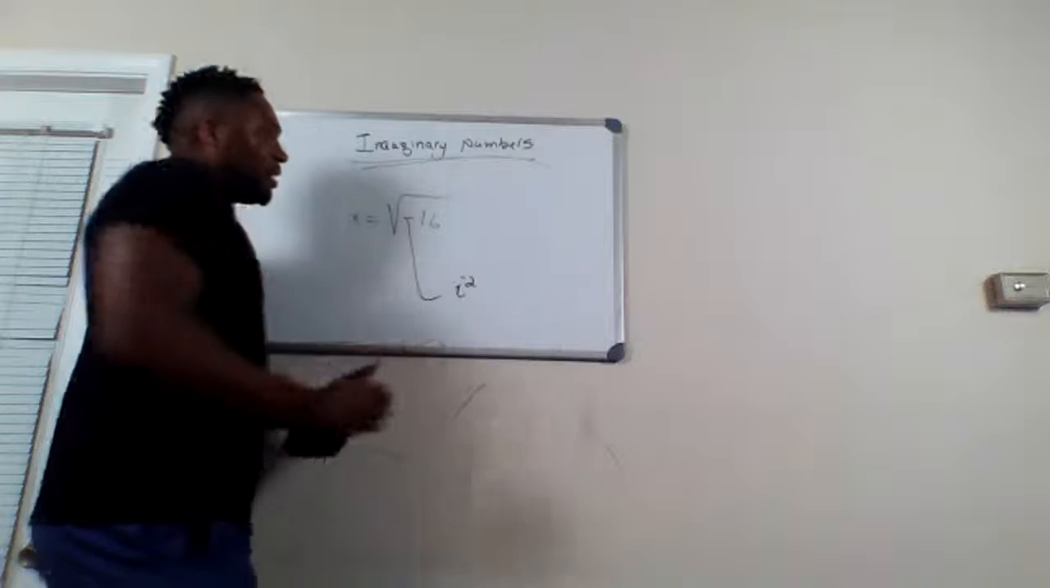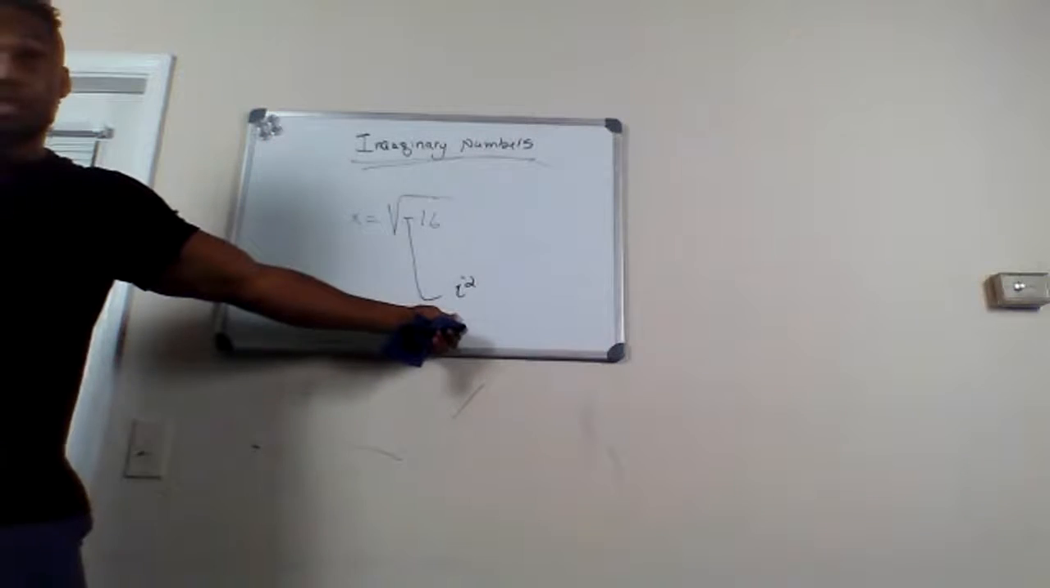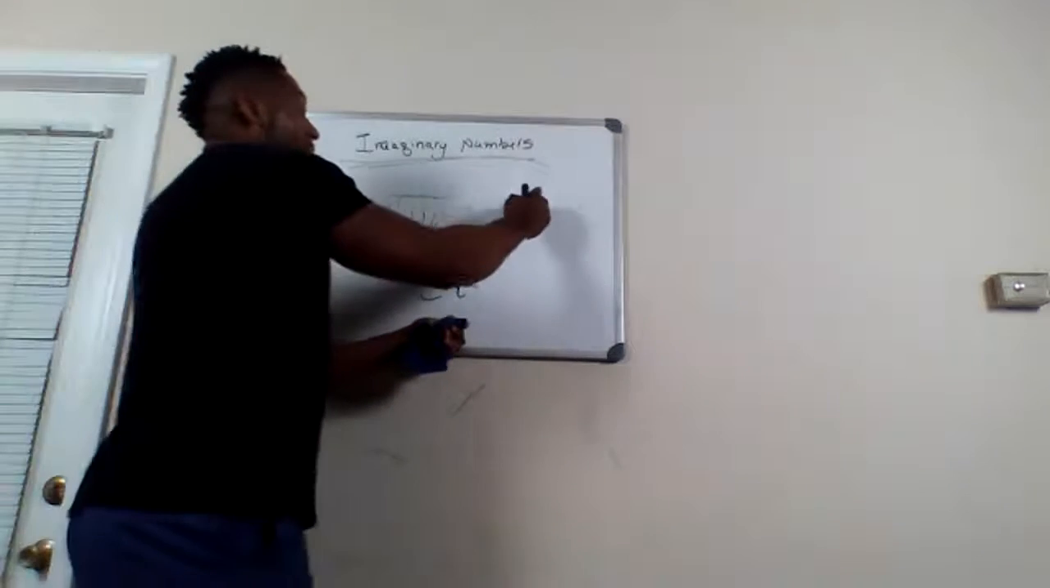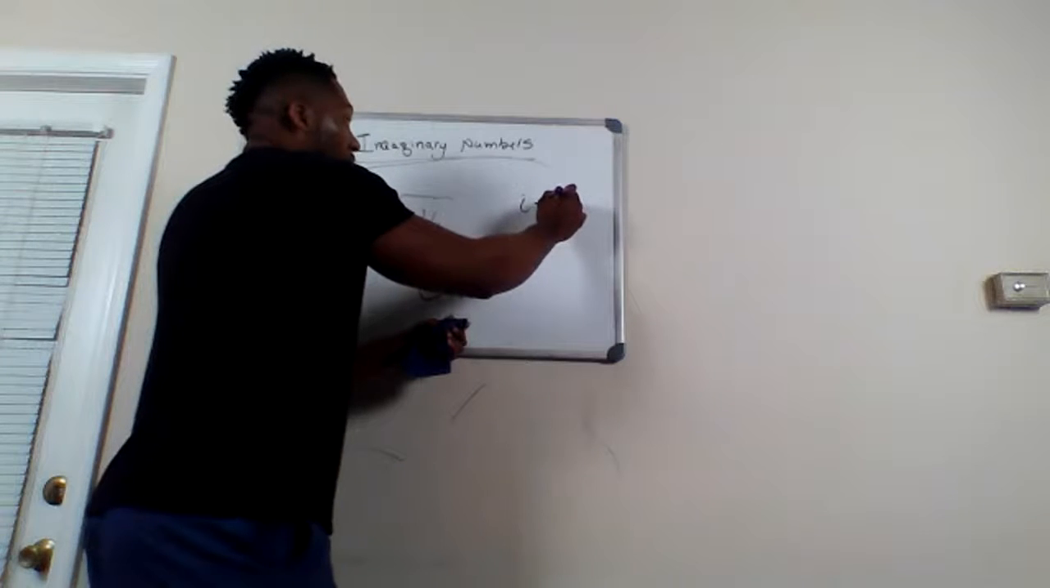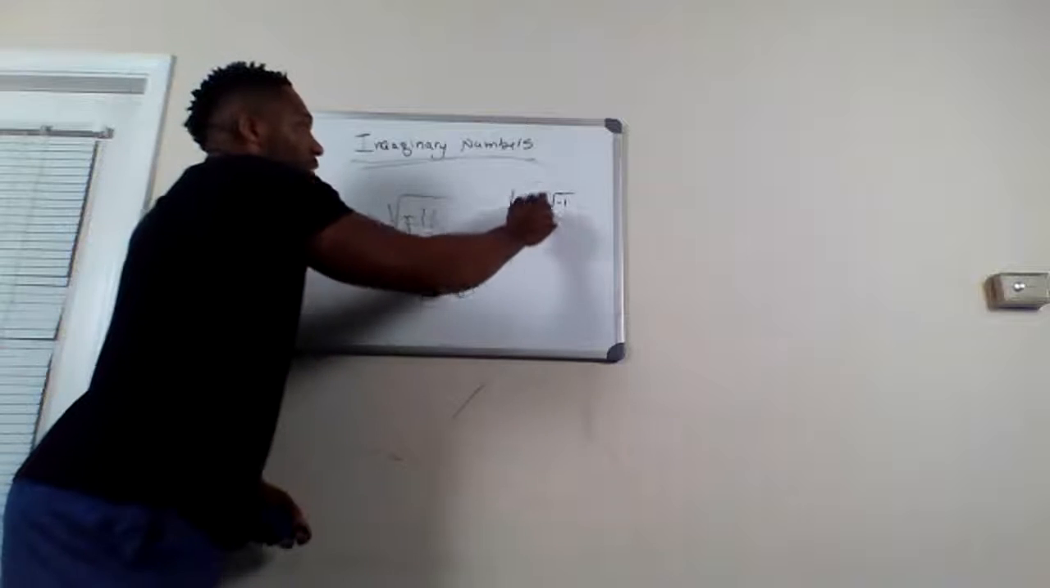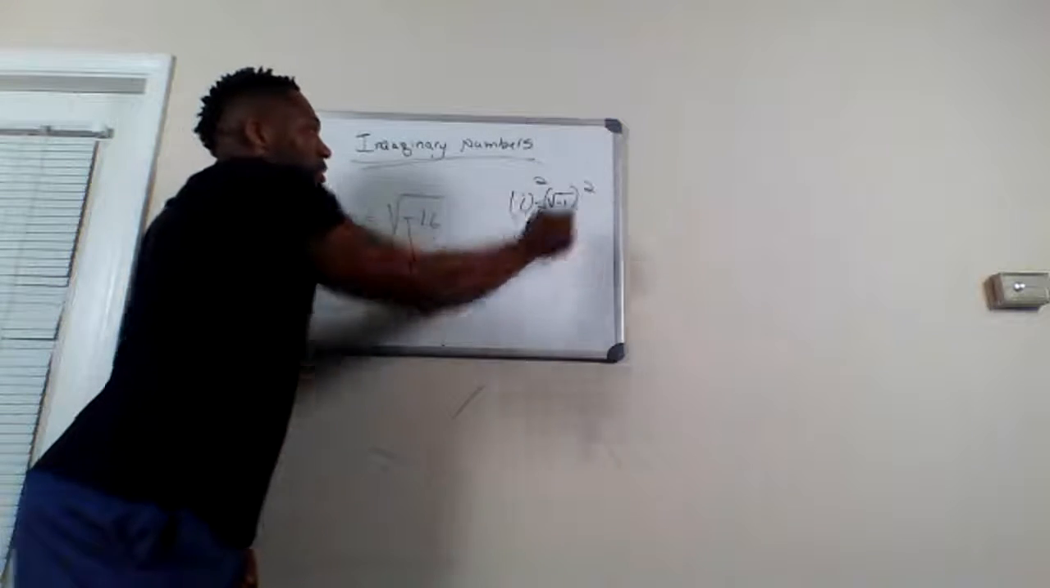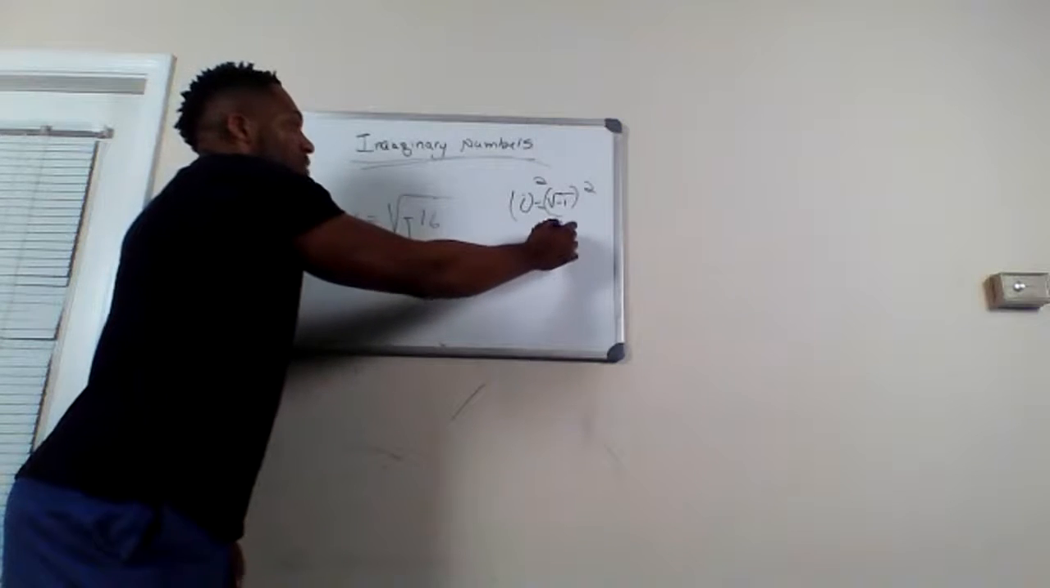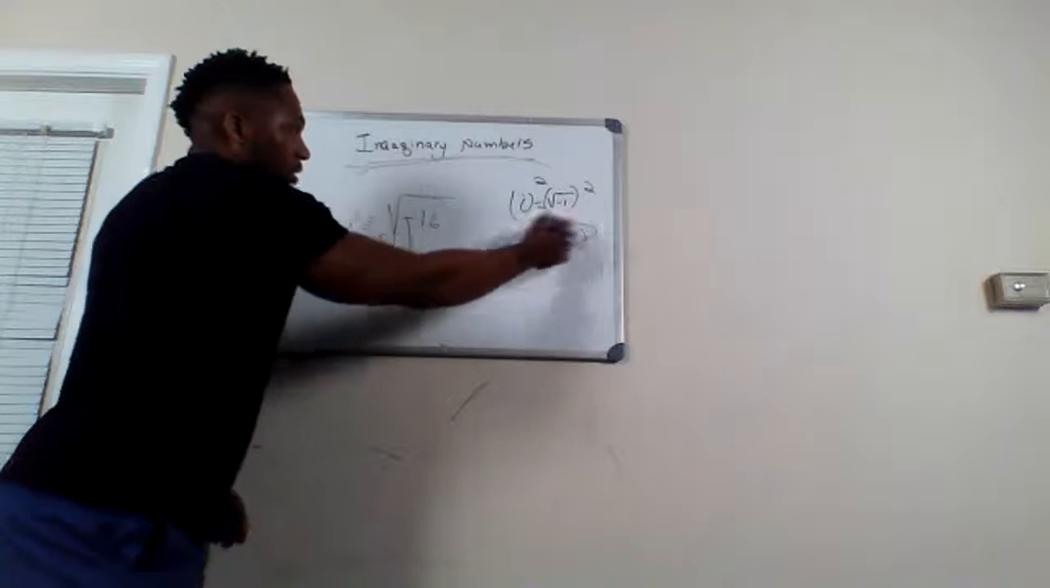Now, there are two ways that you can see this in school. You can see i squared is equal to -1, or i is equal to the square root of -1. These are both the same thing. So if you square this thing right here, i squared is equal to -1. I think I learned it the second way.